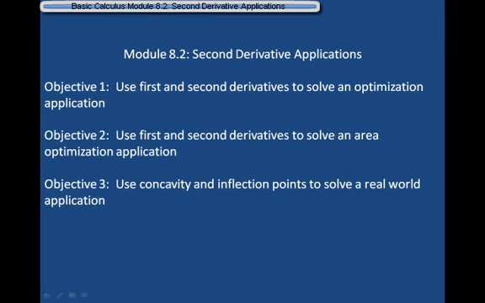Module 8.2, Second Derivative Applications. Objective 1, use first and second derivatives to solve optimization applications. Objective 2, use first and second derivatives to solve an area optimization application. And Objective 3, use concavity and inflection points to solve a real-world application.